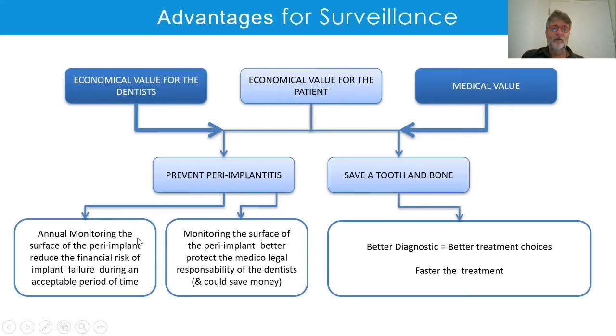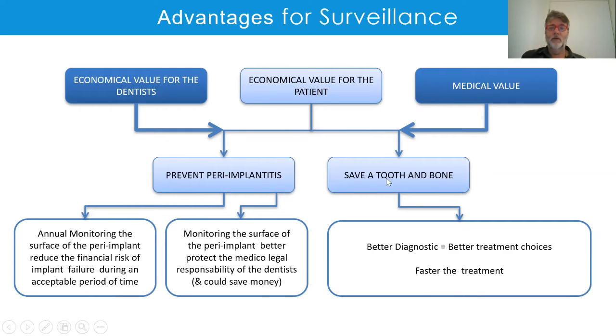So annual monitoring the surface of peri-implant reduces the financial risk of implant failure during an acceptable period of time. Obviously, if a patient loses an implant after 8 to 10 years, they're sort of more amenable to the idea of having a new one. Monitoring the surface of the peri-implant is better to protect against, as I say, medico-legal responsibility of dentists, and could save you money and a lot of heartache.